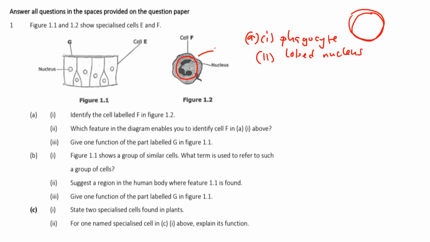And of course, the way they fight infections, the way they defend the body against infection, differs. You must be aware that white blood cells defend the body against infection. For phagocyte, by engulfing bacteria. Then for lymphocyte, by producing antibodies. That part you need to know. Give one function of the part labeled G.